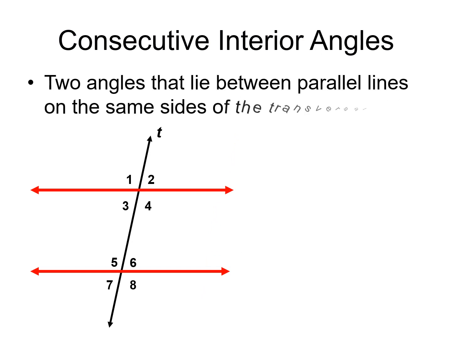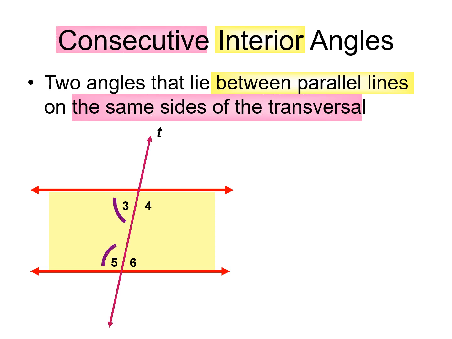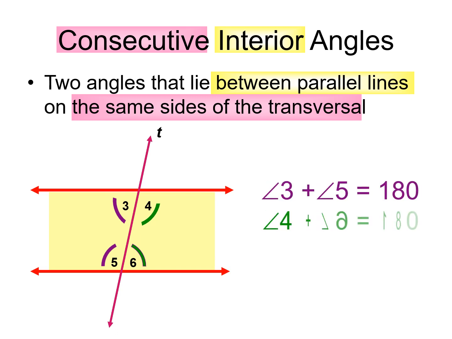Consecutive interior angles: two angles that lie between parallel lines on the same side of the transversal. So again, interior means between parallel lines. 3, 4, 5, 6. 3 and 5 are consecutive interior angles. 4 and 6 are consecutive interior angles. So what is the relation between them? They are not equal, but their sum is always 180 degrees. 3 plus 5 is 180 degrees. Angle 4 plus angle 6 is always equal to 180 degrees.